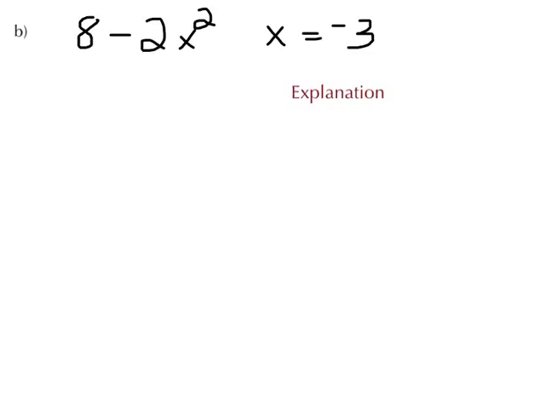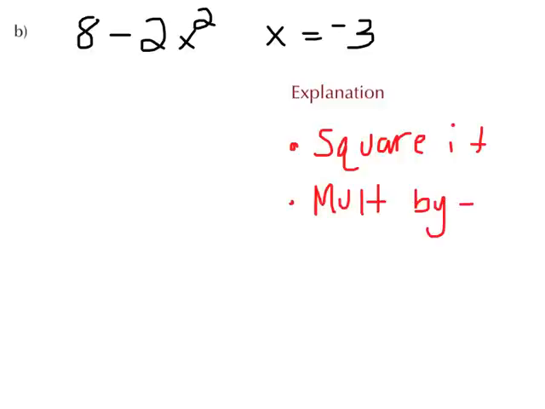Letter B, evaluate the expression 8 minus 2x squared when x equals negative 3. So the first thing that I'm going to do onto my x is that I'm squaring it. Square it. Then we're going to multiply by negative 2. Then we're going to add 8.